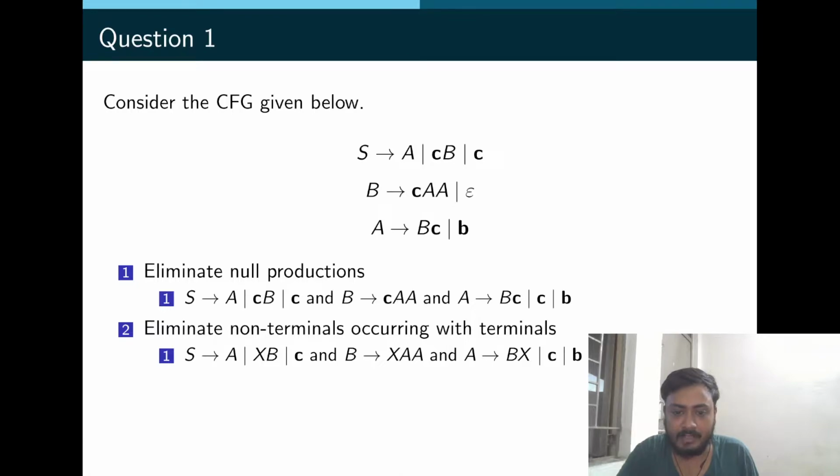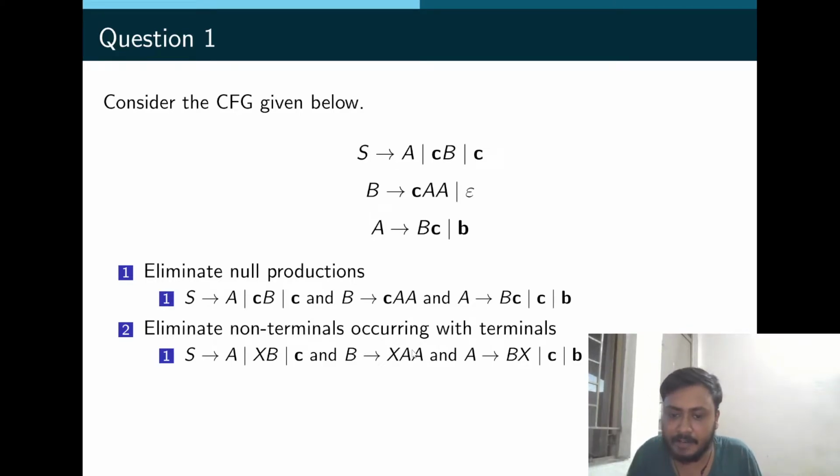So now, as you can see, the grammar is shaping up. We have removed null productions and we have removed combinations of non-terminals and terminals. Now what is left? The only part that is left is we now need to remove all those situations where on the RHS we have less than two non-terminals or more than two non-terminals. So we need exactly two non-terminals on the RHS of every rule.